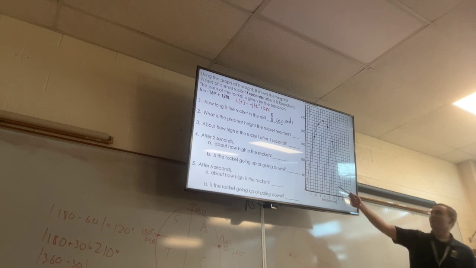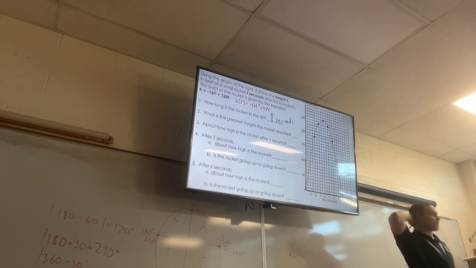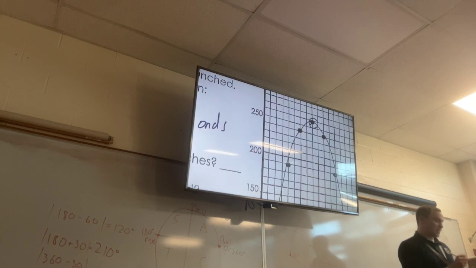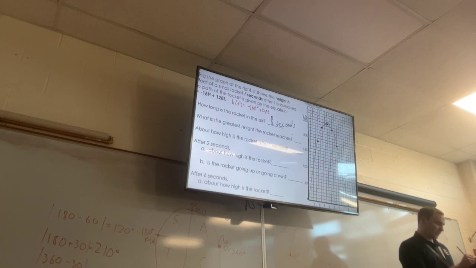Okay. This one's not too bad. What's the greatest height the rocket reaches? 260 feet. Yeah, that biggest H right here, the peak height, right? That's at about 260 feet.